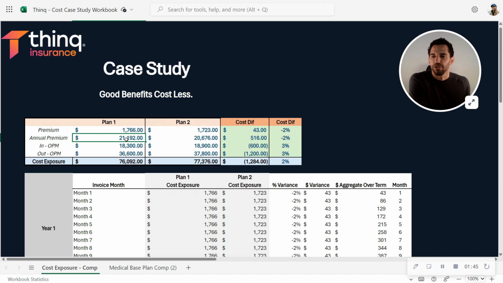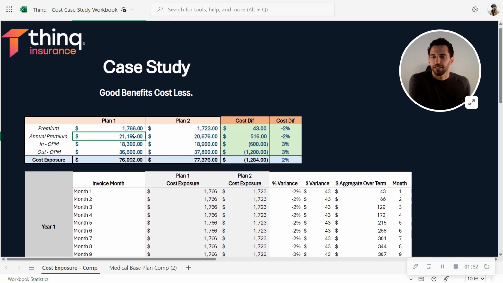It is your annual premium, and the annual premium for insurance, look, this is a guaranteed cost. It's definitely going to walk out the door. So no matter what happens this year, you're going to definitely spend $21,192 if your monthly premium is $1,766.